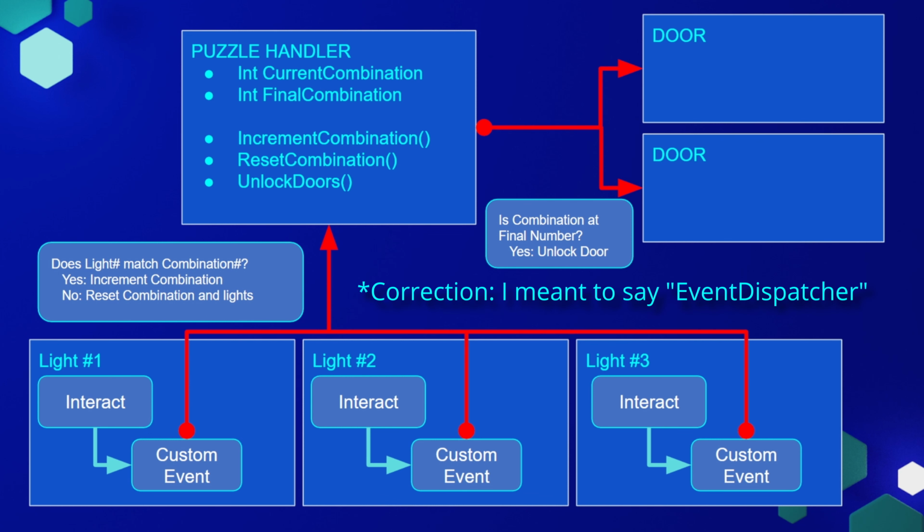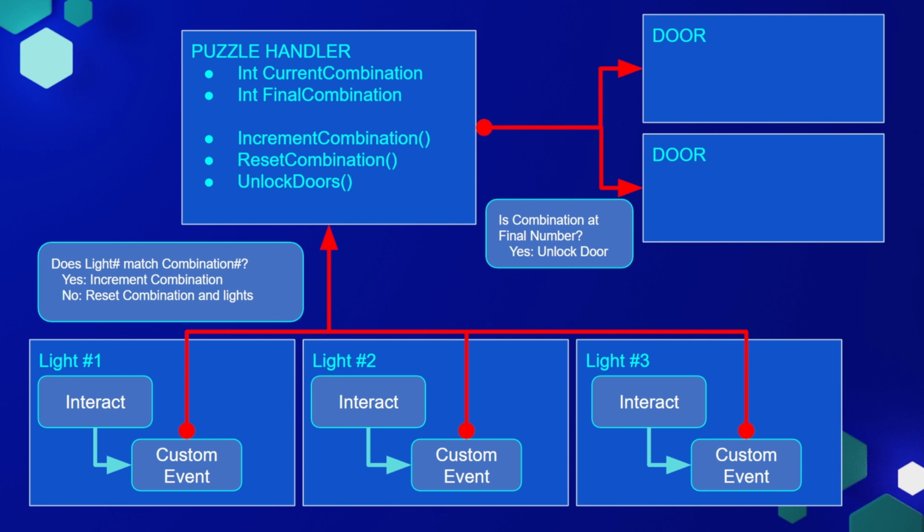Now, an event handler can only bind to one actor. So because we have 3 lights and 2 doors, there's no real clean way to implement this. And I'm sure if you got creative, you could probably figure out a way to do this. However, I find that in cases like this, it's usually easiest to create a new actor that handles the puzzle. And in this actor, I'm going to create 2 variables, current combination and final combination. Then I'm going to create 3 methods, increment combination, reset combination, and unlock doors.